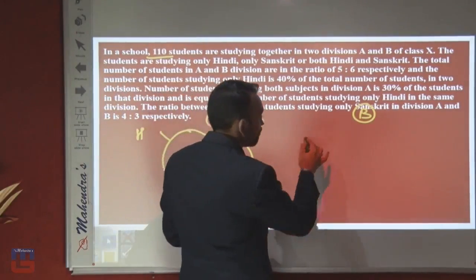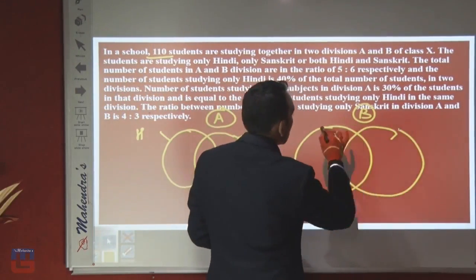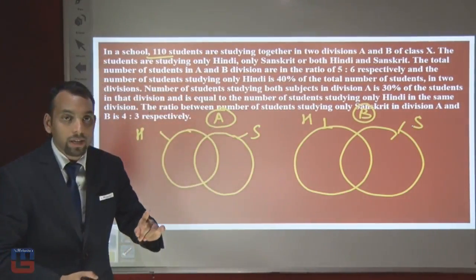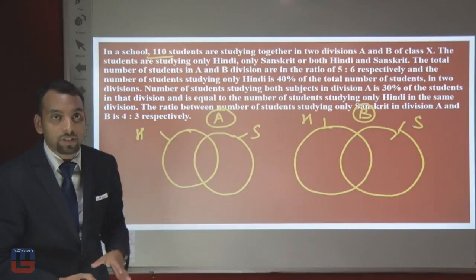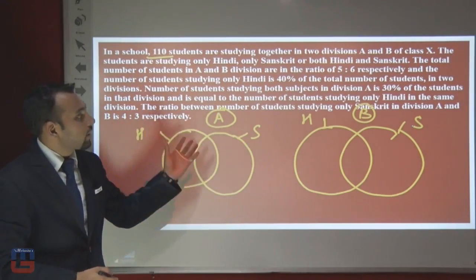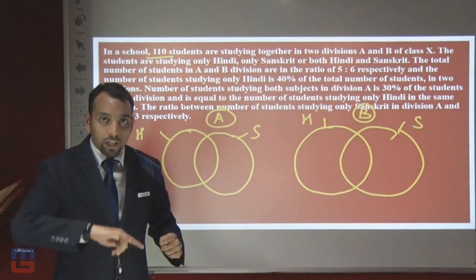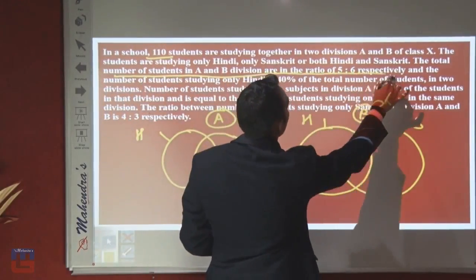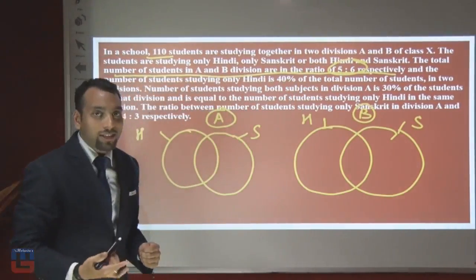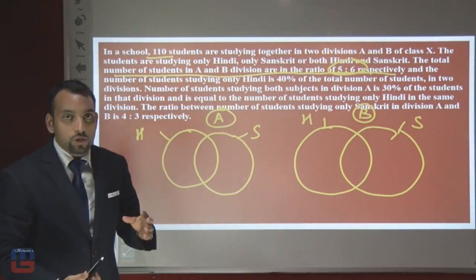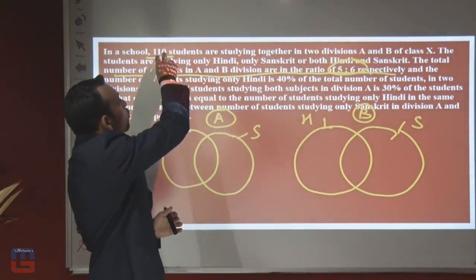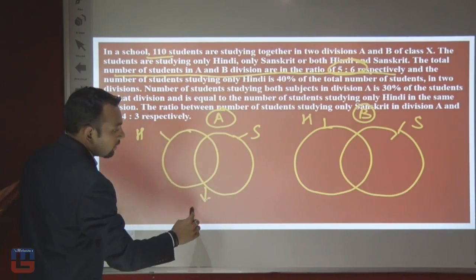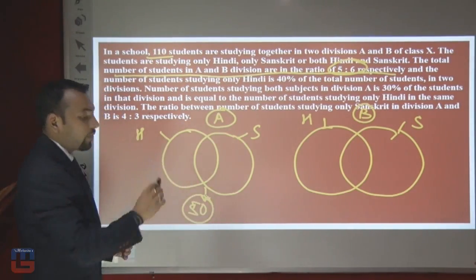In the same way, this is for Hindi and this is for Sanskrit for division B, and this is the portion of both. Now see, 110 is the combination of division A and division B. Now read this line, number of students 5:6. What does it mean? 5:6, total ratio is 11. 11 will be equal to 110. 5 will be equal to 50, which means this division A has 50 students.